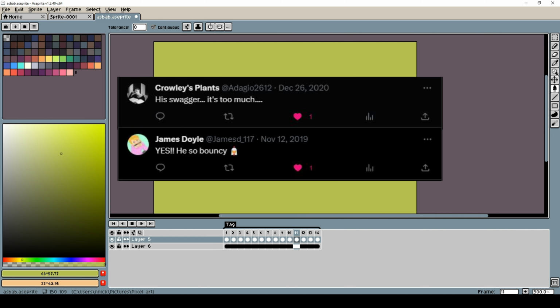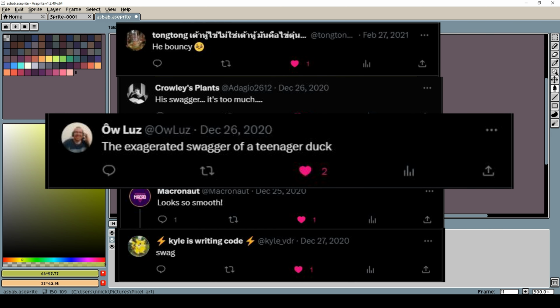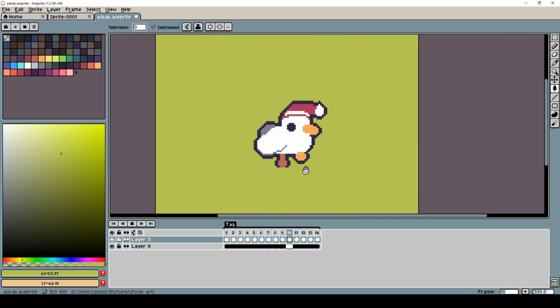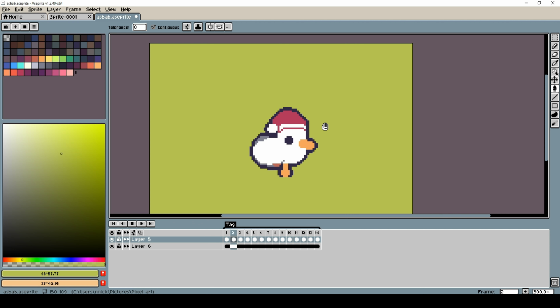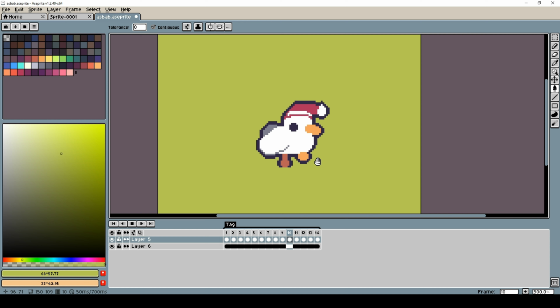I've seen various descriptions and adjectives used in the comments of this one. Regardless of whatever adjective you want to use, I think the key thing here was just using curves and arcs. And that's kind of what gives it that funky, groovy, smooth movement.